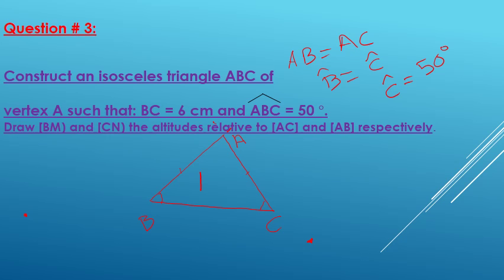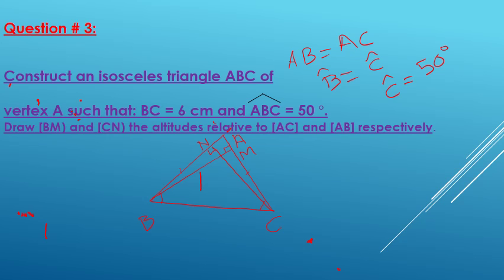What is BM? An altitude relative to AC. It should be issued from where? From B. What do we mean by altitude? Perpendicular to AC from B. So we use the set square, we put it on AC, and we draw an altitude which is BM. And we draw the other altitude which is C what? CN. This is the other altitude, CN. Okay?